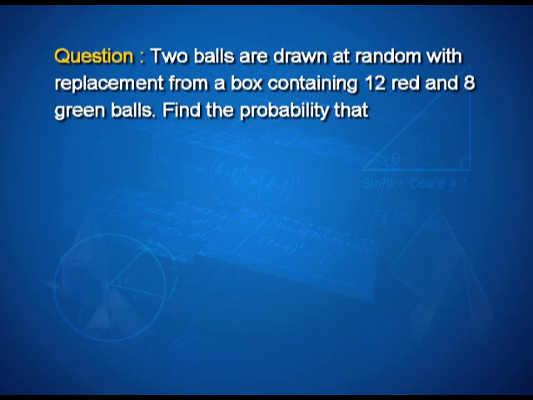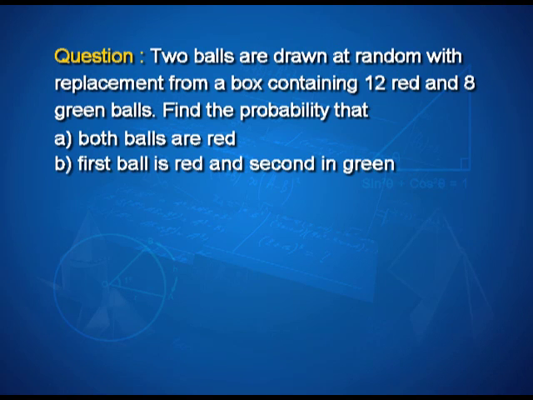The problem states that 2 balls are drawn at random with replacement from a box containing 12 red and 8 green balls. Find the probability that both balls are red, and that the first ball is red and the second is green. Emphasis is on with replacement. You will understand why it has been put in bold for you.